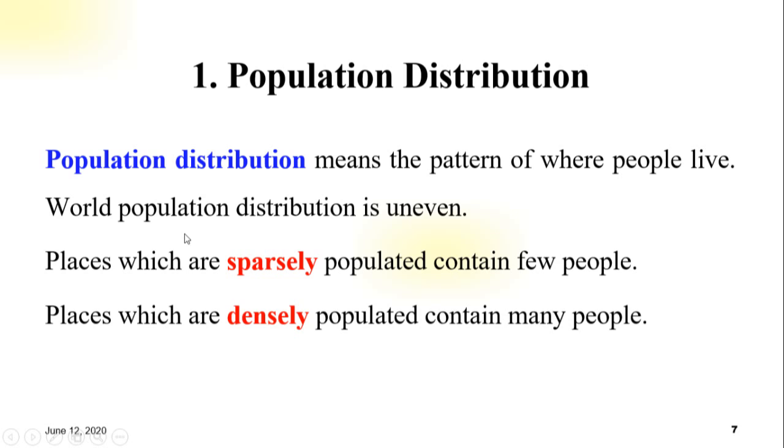Continue. Places which are sparsely populated contain few people. The word sparsely here means in a little number. Places which are densely populated contain many people. Densely here means many or a huge number of people in the places. You see these words sparsely and densely. Sparsely is small and densely is big. You can say it like that. Continue.